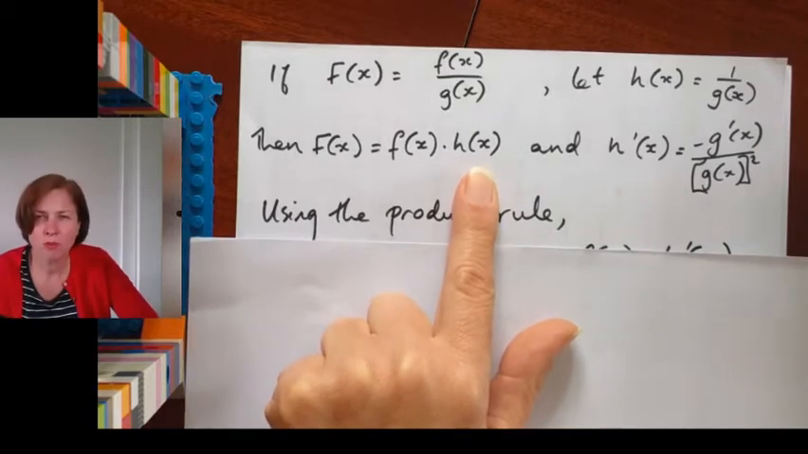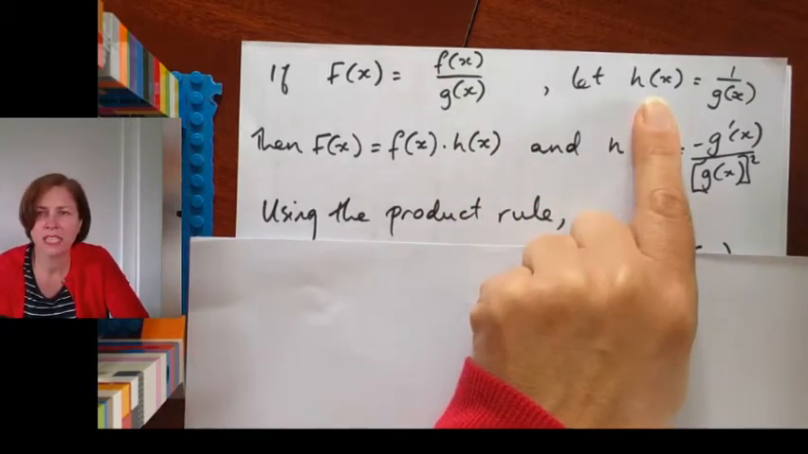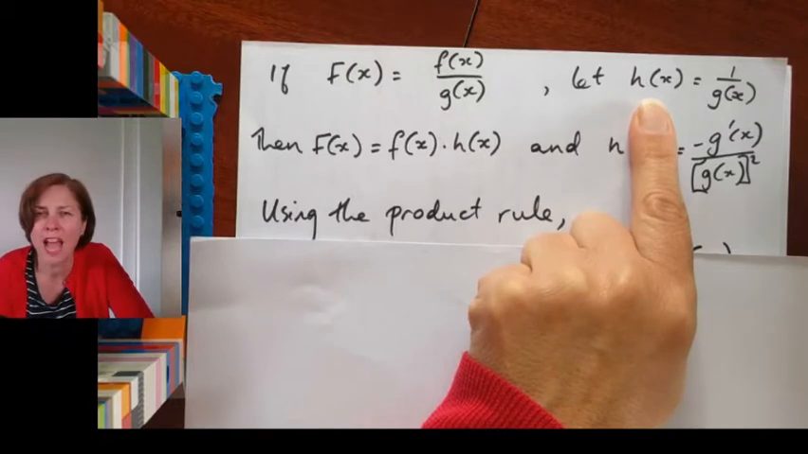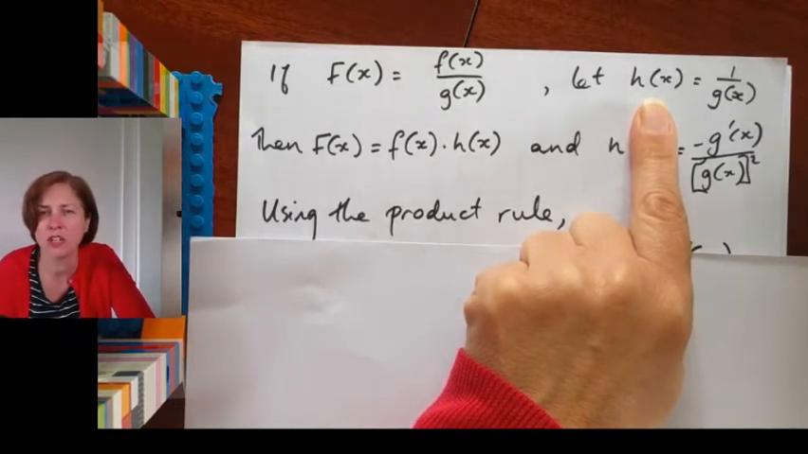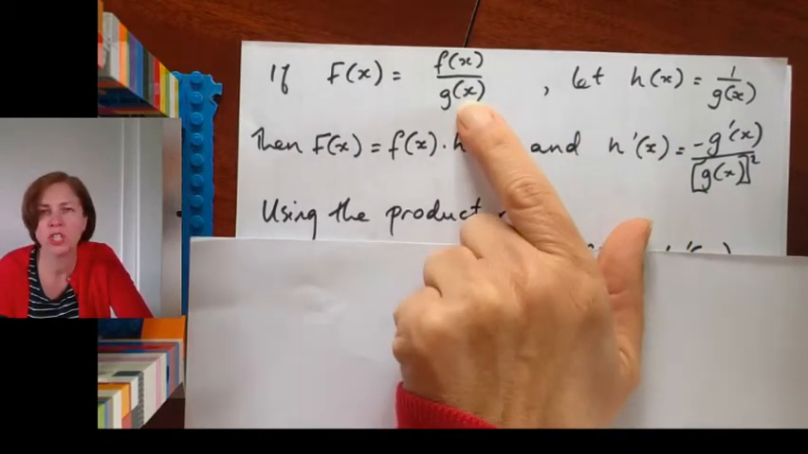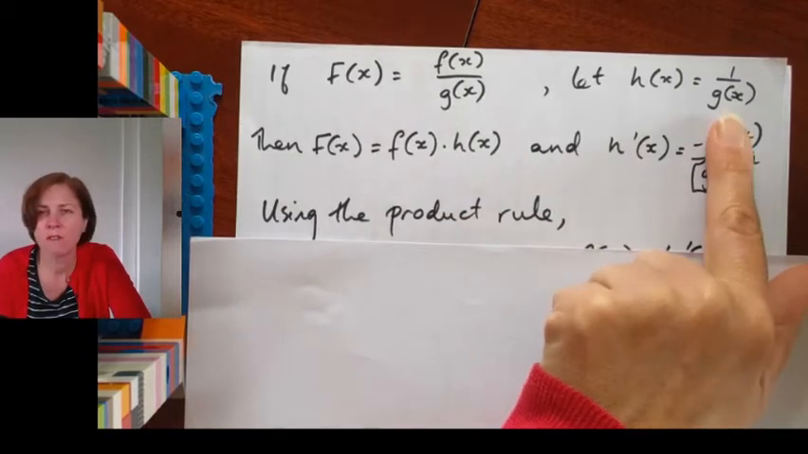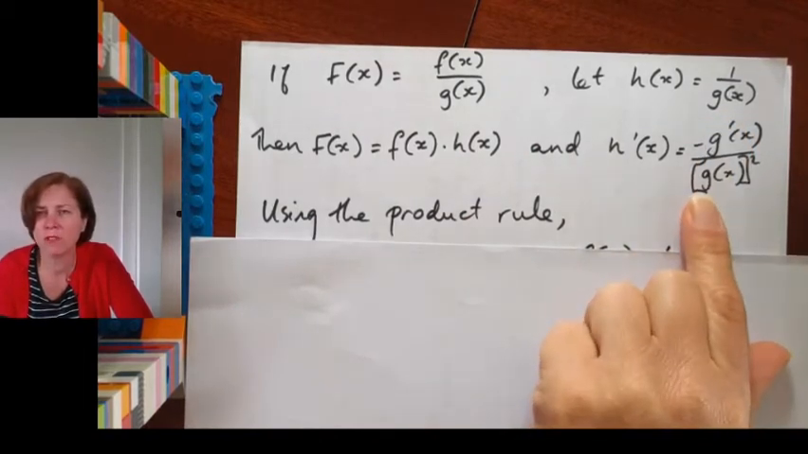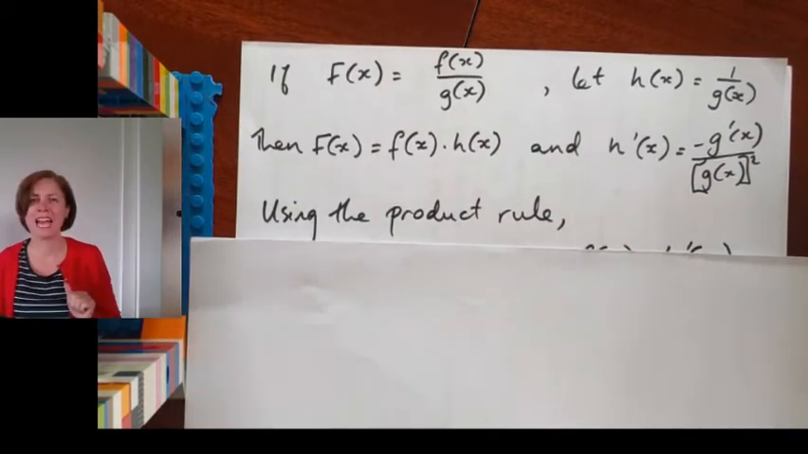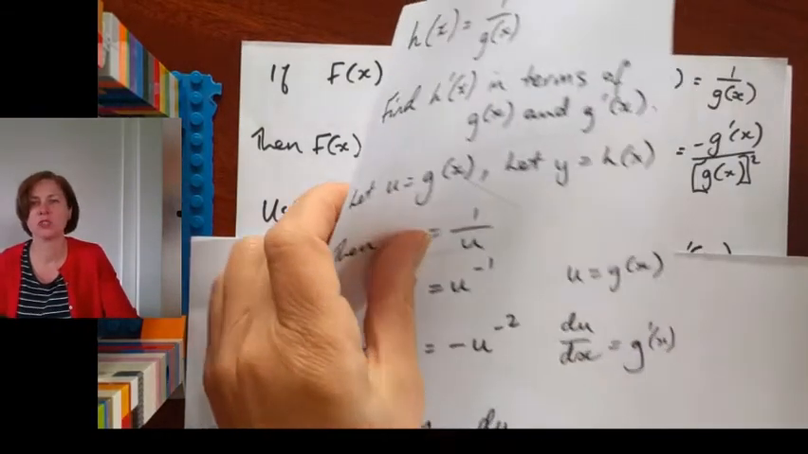Now, in order to use the product rule, I'm going to need the derivative of this in terms not of h, but in terms of g. I can't use h dash. I need the original g of x. So what I've done here is I've told you what the derivative is of that, but in case you don't believe me, let's talk through it.